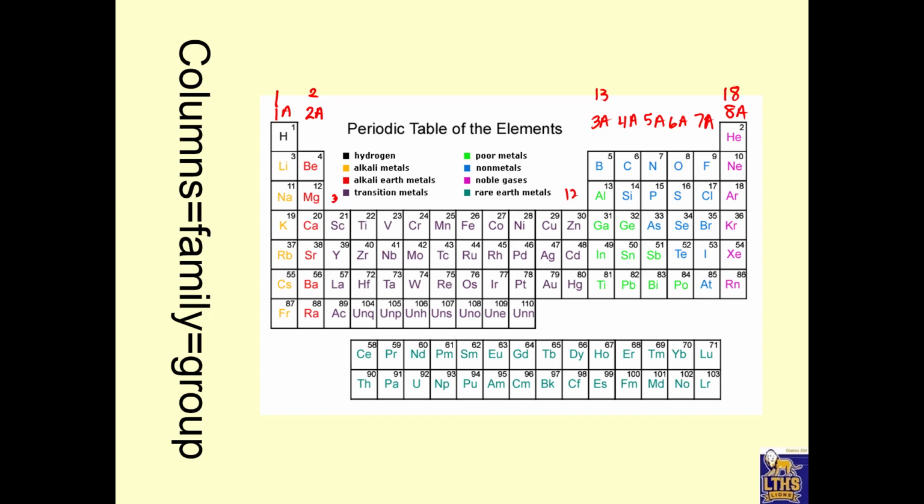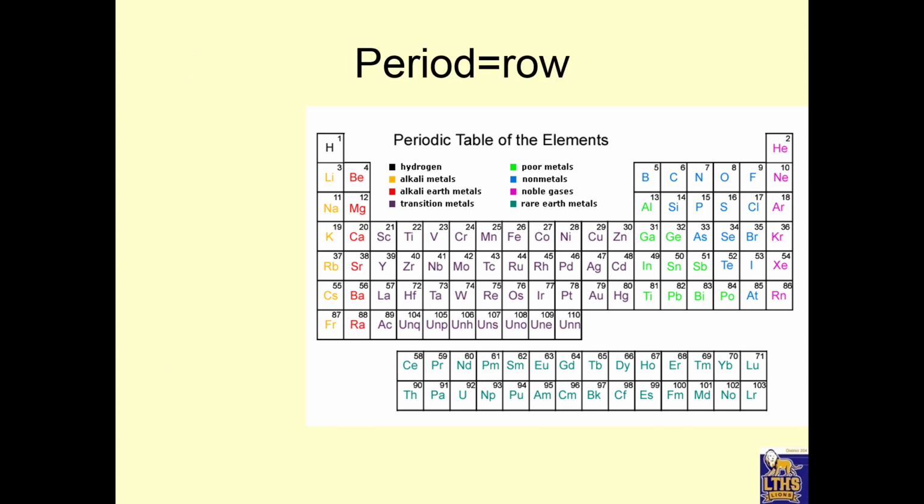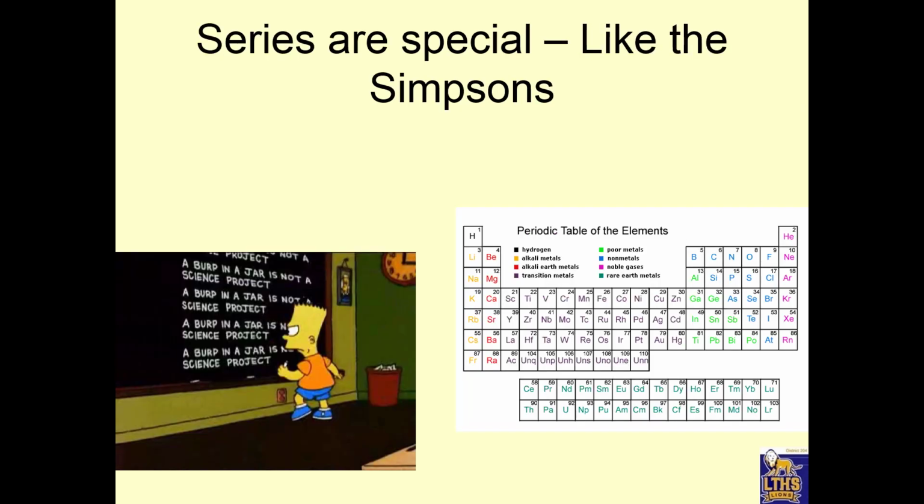All right, so who's in your family? Beryllium, magnesium, calcium are in a family. Periods are rows, okay? And we have 7 of them on our periodic table. Now you might be saying, what about these ones? Well, if you see 57, this is 58. This is part of row 6, and 89, 90, this is part of row 7, but they just go down here in the periodic table, okay? So, series. There's some series on the periodic table, like this is called the lanthanides and the actinides. Those are series, and they're special, kind of like The Simpsons.